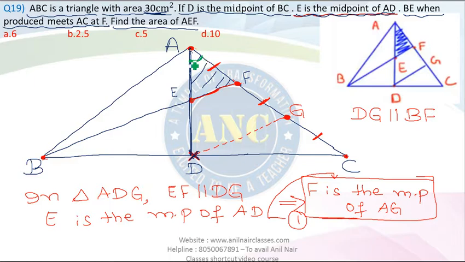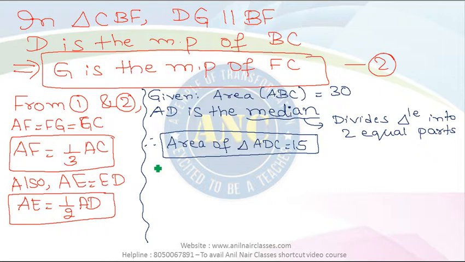I will call angle EAF theta. If angle EAF is theta, what will it become? Let us check it out right now. Area of triangle EAF, which is required for us, divided by area of triangle ADC. Why are we taking ADC? Because we know the value of ADC as 15.